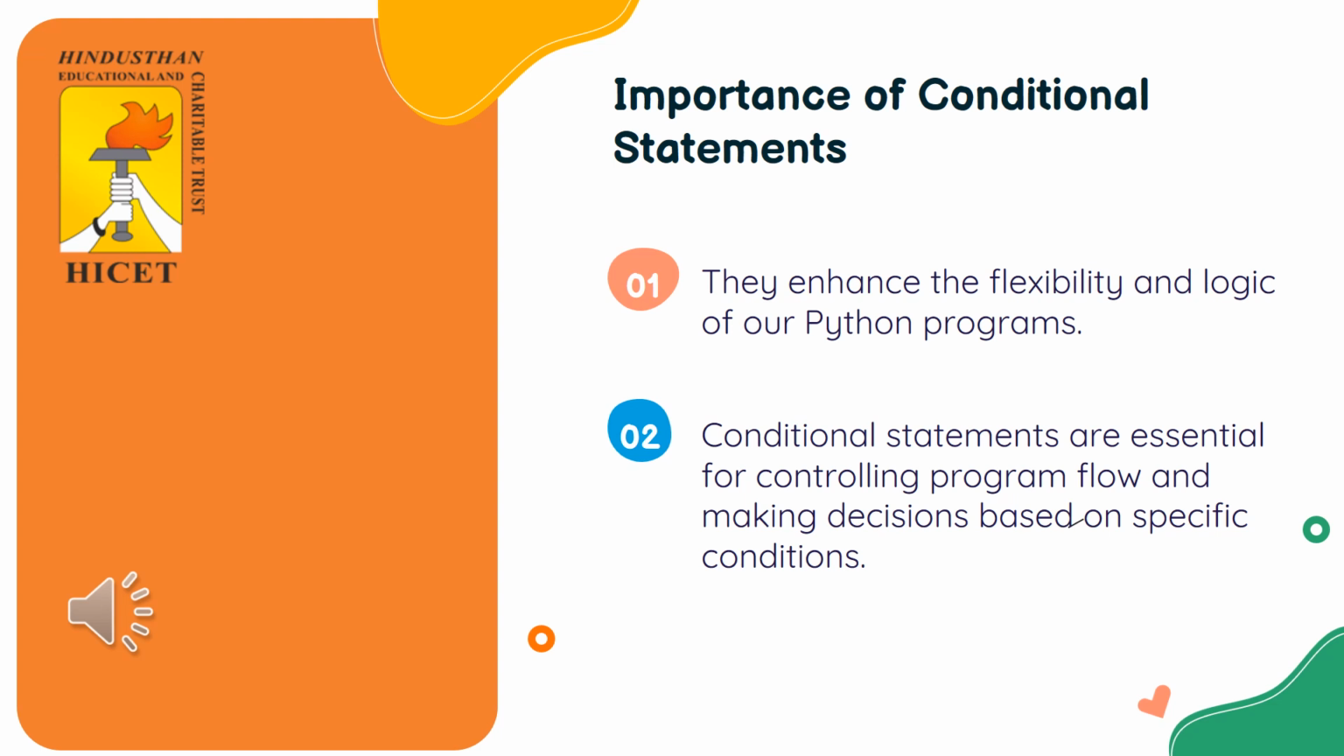Now we are going to see the importance of conditional statements. The first point, as we stated when we started the slide, is that conditional statements are essential for controlling program flow. They are used for making decisions. They can deviate the control by using some conditions. Specific conditions are provided, and based on that, the flow of execution can be deviated from one place to another. That is one of the importances of conditional statements. The second one is flexibility and logic of a program. When there is a need, we implement conditional statements to improve the flexibility and logic of the code.